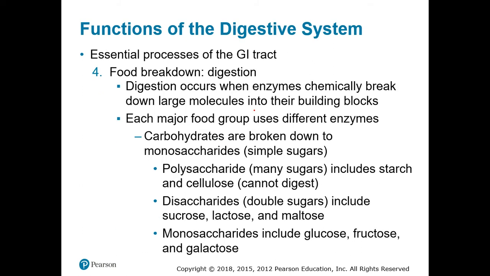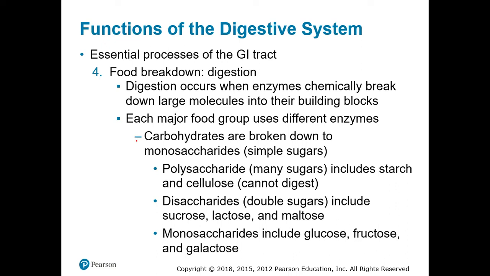The fourth one is digestion. After you mechanically break it down, we have to attack it using enzymes or chemicals to break large molecules into their building blocks. So different food groups use different enzymes. So we're going to talk about a couple of them.